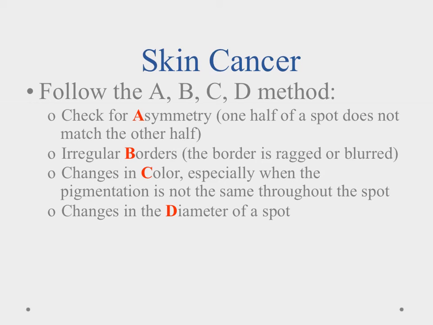It'll have irregular borders, so it'll be kind of ragged or blurred rather than a crisp, clear border. Changes in color, especially when the pigmentation is not the same throughout it. So if you start seeing it change colors, that's a pretty good sign that you want to get it looked at. And then changes in the diameter. If it gets really big or really small, you kind of want to get it looked at also.